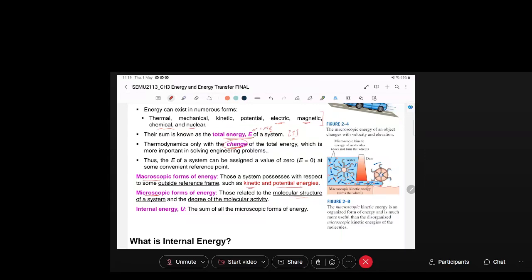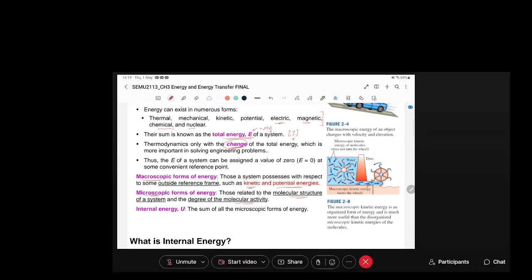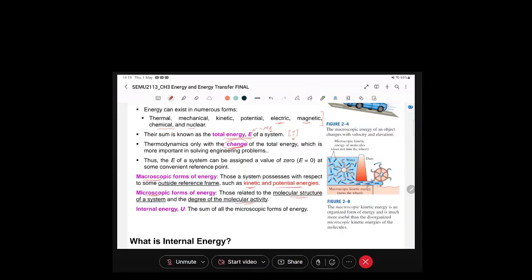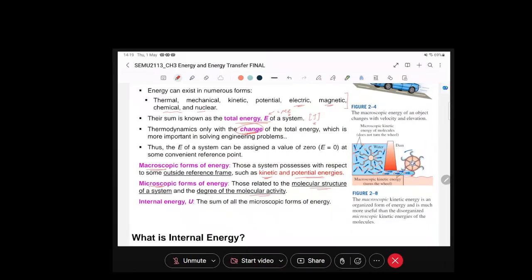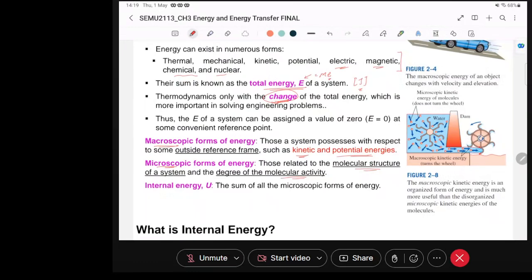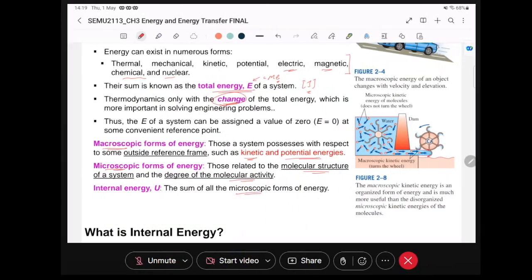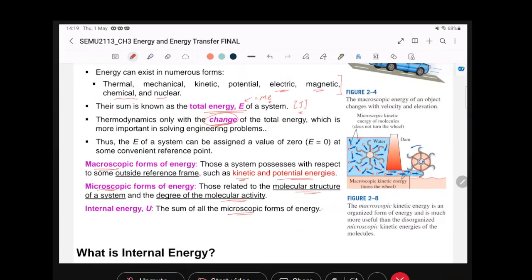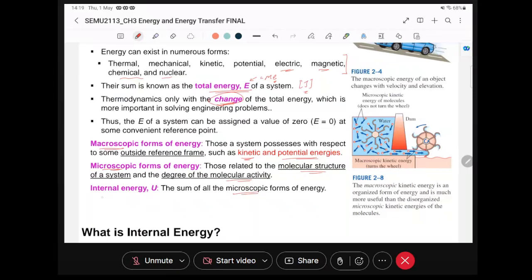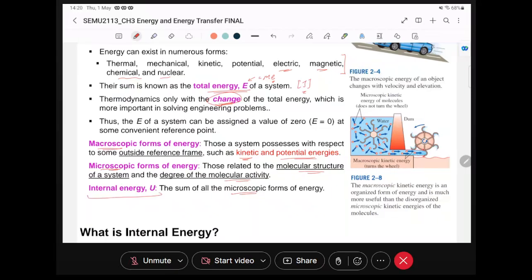So this usually involves molecular activity, like the change in molecular energy when the substance vaporizes or when it melts. So there's energy change in the process, energy transfer in the process, but it's at the molecular level. Okay. And the sum of all microscopic forms of energy, because it's not so much our concern, we call the internal energy, basically.